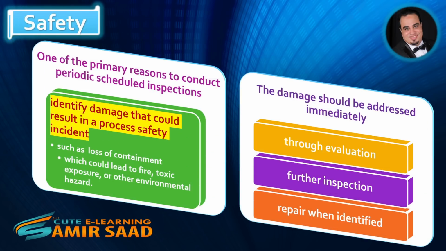Safety. One of the primary reasons to conduct periodic scheduled inspections is to identify damage that could result in a process safety incident, such as loss of containment, which could lead to fire, toxic exposure, or other environmental hazard. The damage should be addressed immediately through evaluation, further inspection, or repair when identified.